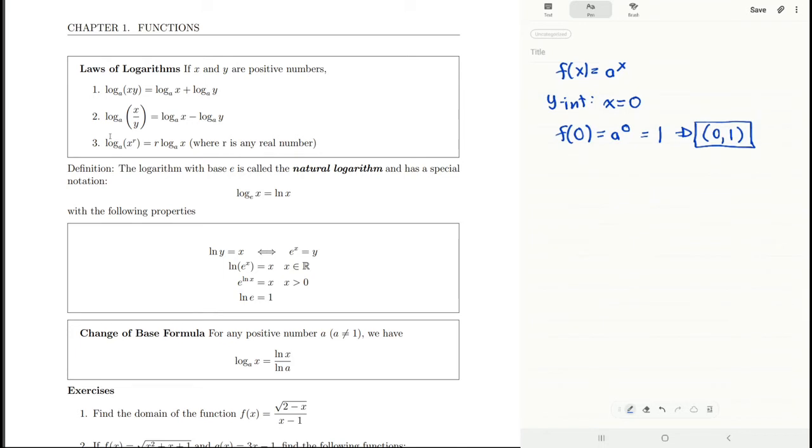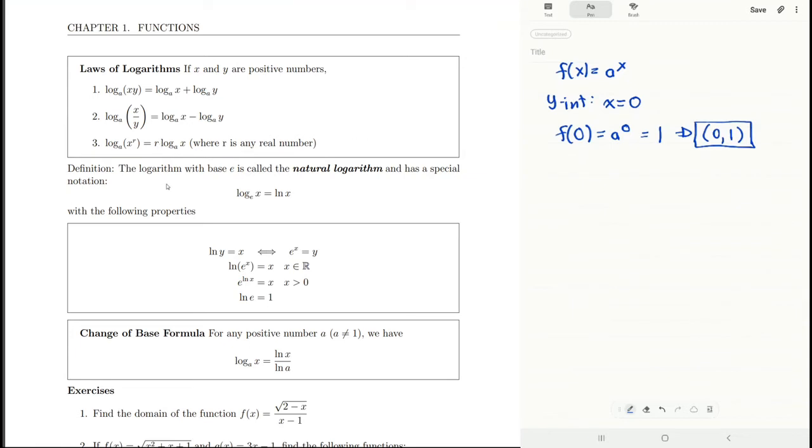And the third property, we have log base a of x to the power of r is equal to r times log base a of x, where r is any real number. So the exponent on the x can be multiplied in front of the logarithm.